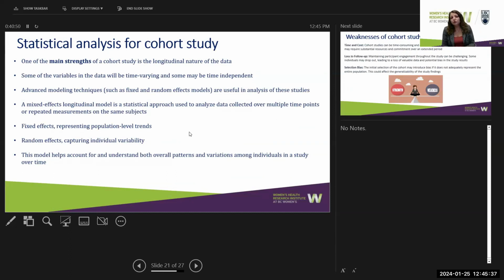So usually whatever you measure at baseline will be your time independent covariates, but changes you're measuring over time will be your time varying covariates or variables.